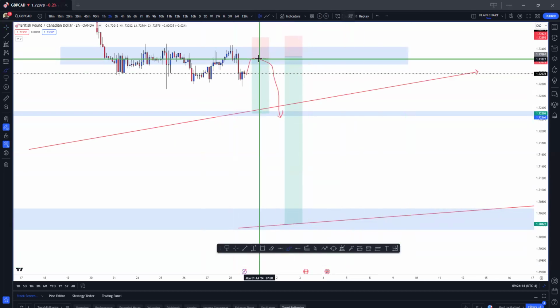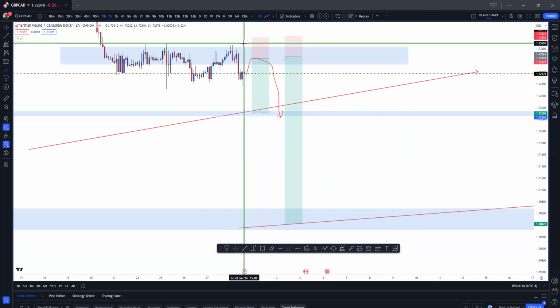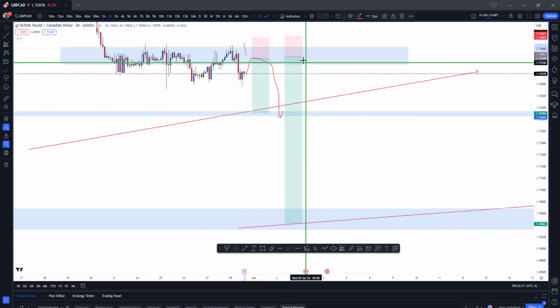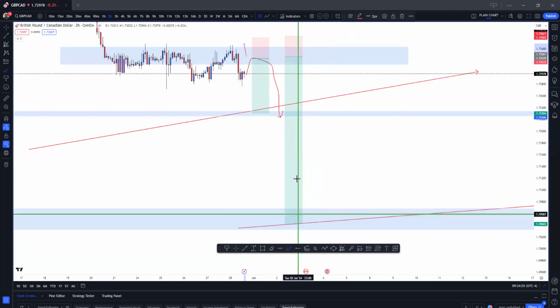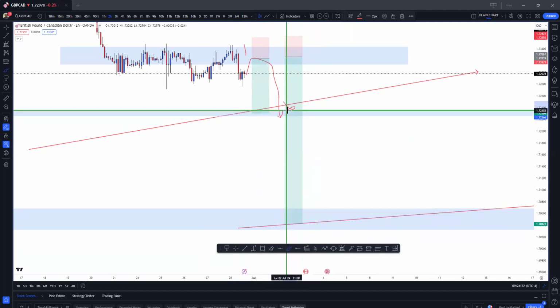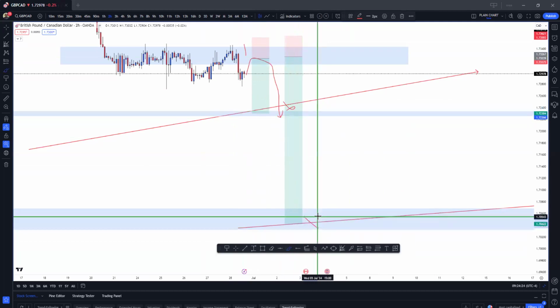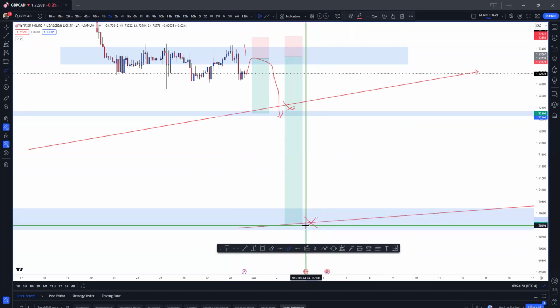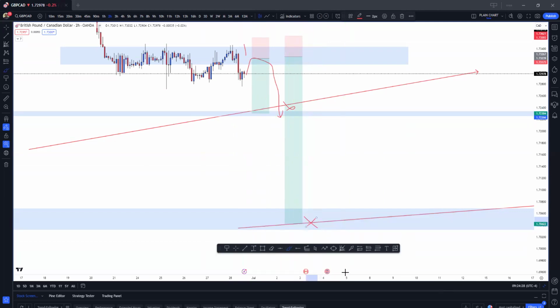If we get a pullback here and a nice rejection, I'll take first sell here, 1:2.6. And the second sell, targeting this level here. If price rejects here, I'll close. If it breaks below, I'll hold it to 1.8 risk to reward ratio.